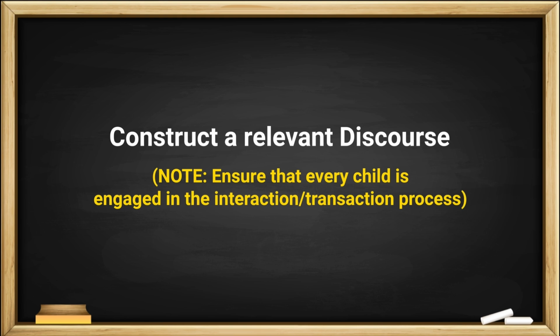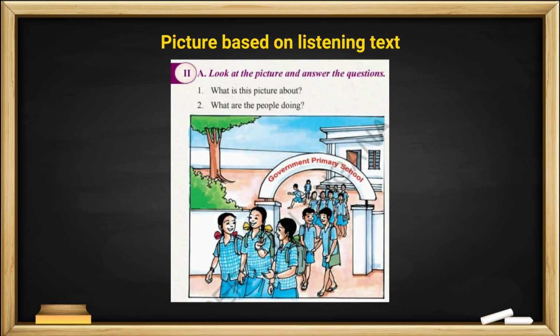After transacting the face sheet, construct a relevant discourse. The process to construct a discourse will be covered in the later section of this video. Please note that every child is engaged in the interaction or transaction process. To transact the picture related to listening passage, let us have a look at the picture of Unit 3. The name of the lesson is I Like It This Way from Class 3. To transact the picture based on listening passage, follow the steps given for face sheet transaction.